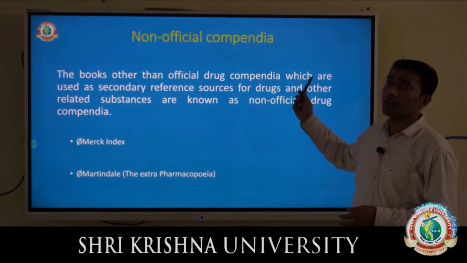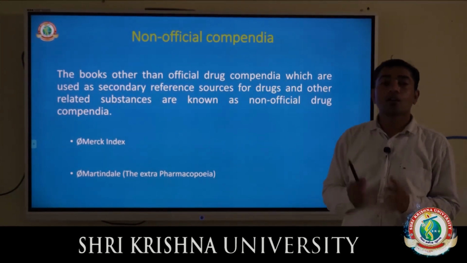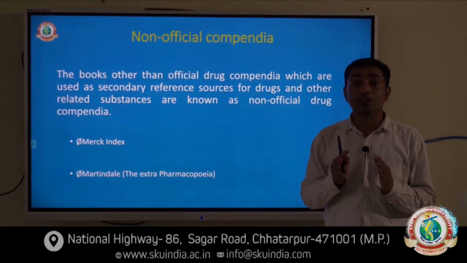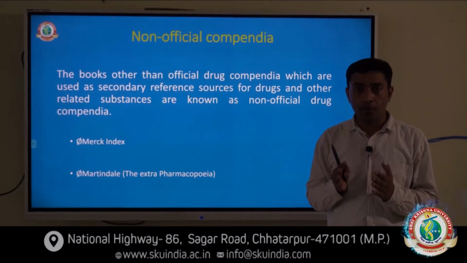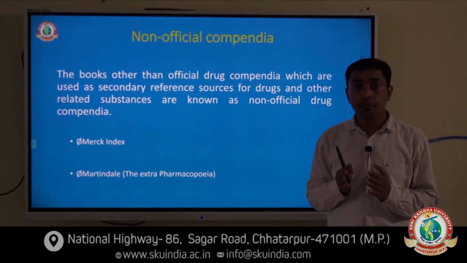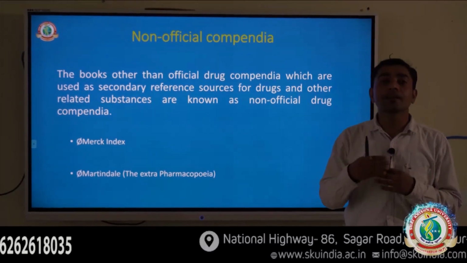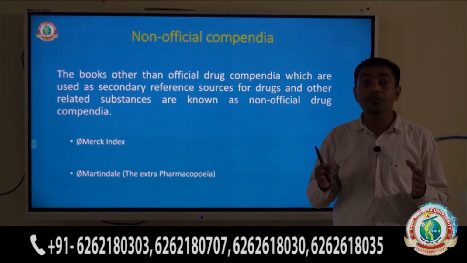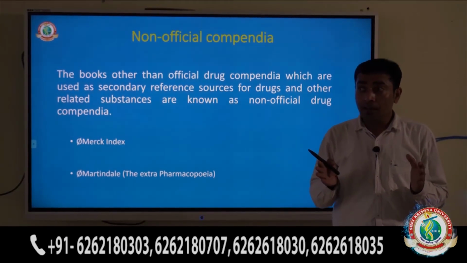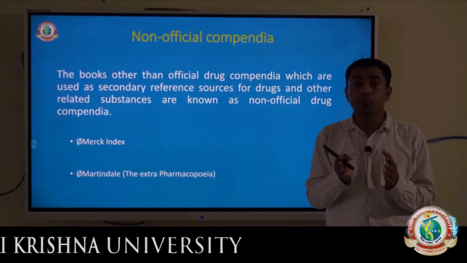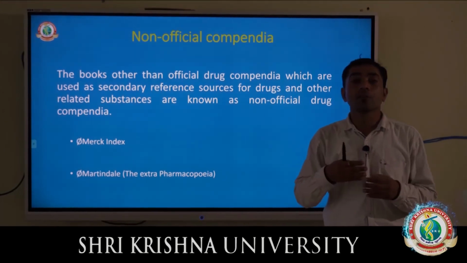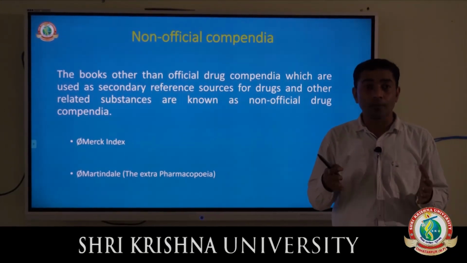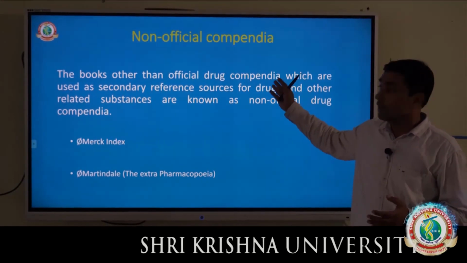These are the non-official compendia. When the government publishes a reference book, that is the National Pharmacopoeia. But when agencies other than the government, such as private companies or private associations, keep a record of drug components or publish a book that contains information about drugs, that is a non-official compendia.